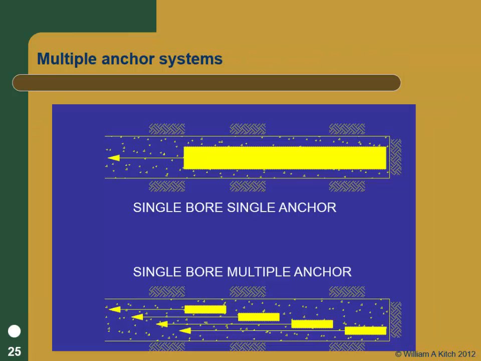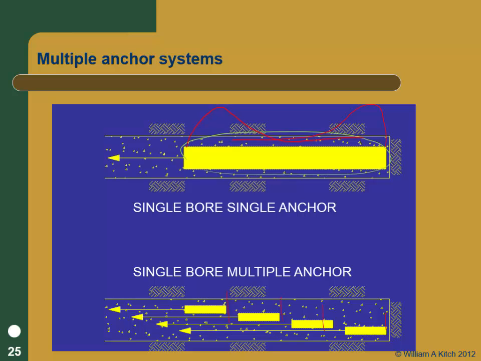So sometimes they put in what they call multiple anchor systems. So if this was the anchor system that you thought you needed for a single anchor system, right? And if you have a tension anchor, most of the load's going to be transferred up here, and you're not going to get much back there. If you have a compression anchor, most of the load's going to be transferred up there. You're not going to get much here. Well, you can split that up.